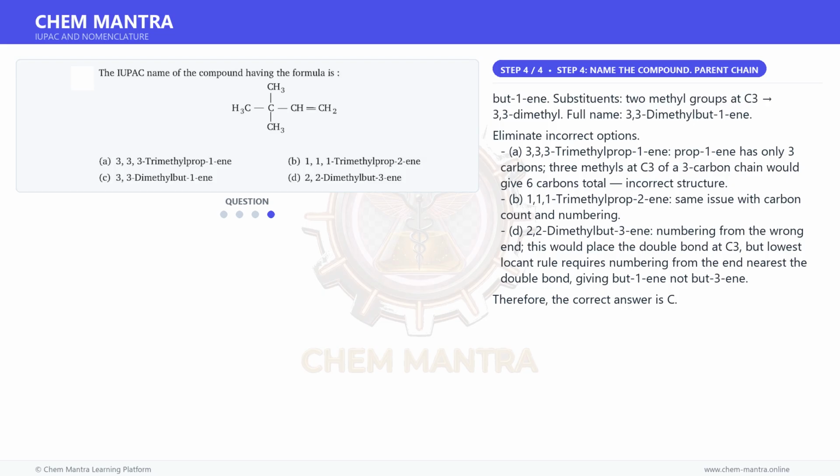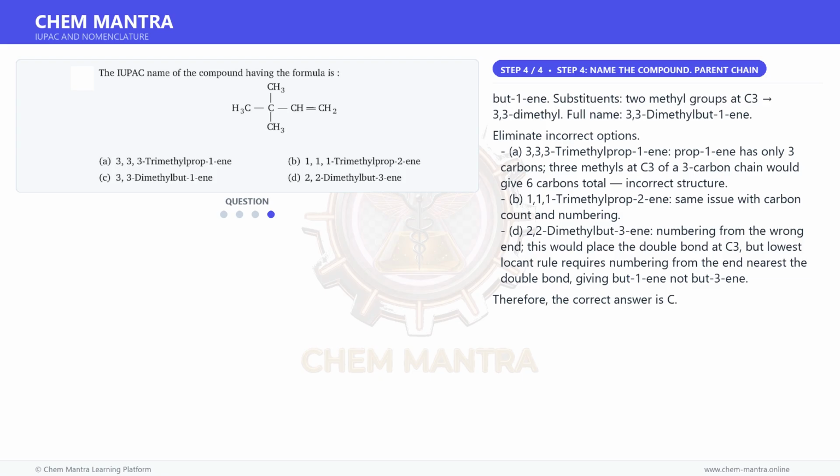Eliminate incorrect options. A. 3,3,3-trimethylprop-1-ene. Prop-1-ene has only 3 carbons. 3 methyls at C3 of a 3-carbon chain would give 6 carbons total. Incorrect structure. B. 1,1,1-trimethylprop-2-ene. Same issue with carbon count and numbering.